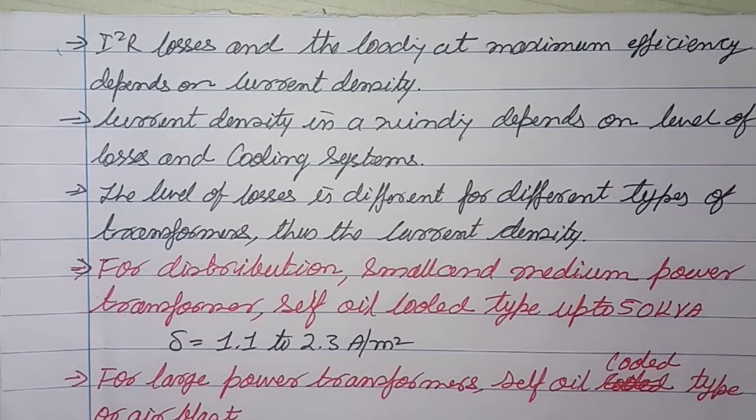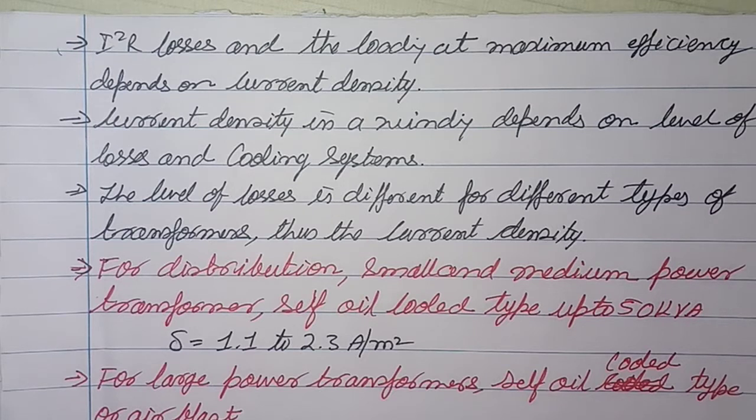The choice of current density is very important, as we have discussed just now. Also, whatever the current density is, that will decide the I square R losses. So the I square R losses and the loading for maximum efficiency, these two points are both controlled by the current density.